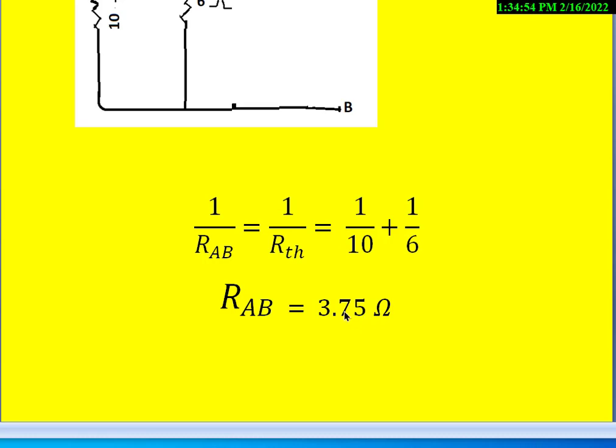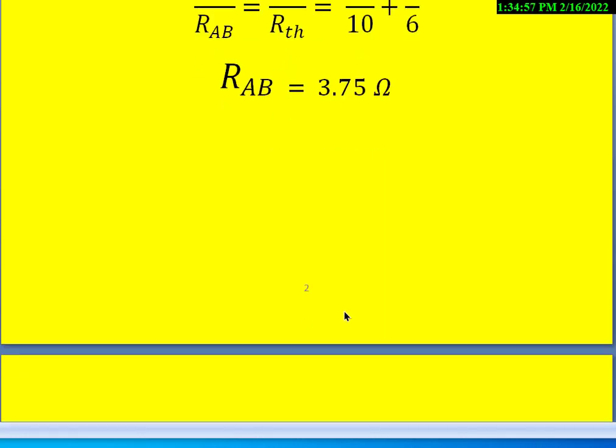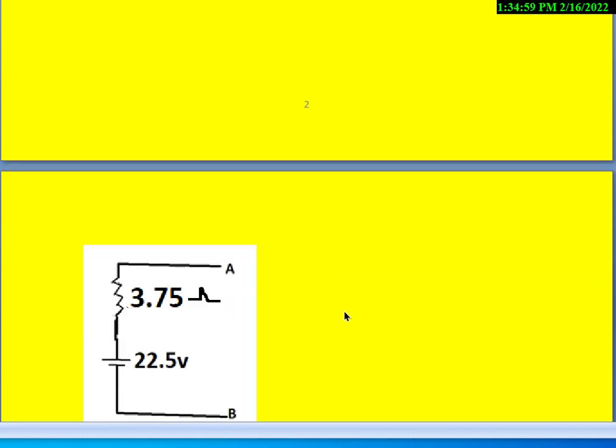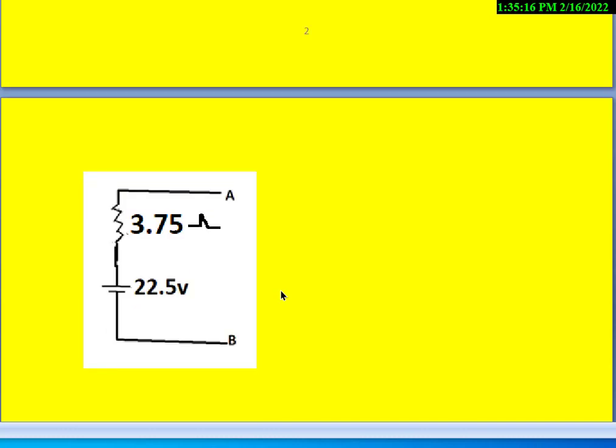Once we know the Thevenin's resistance and Thevenin's voltage, we can draw the equivalent Thevenin's circuit for this given circuit with respect to terminals A and B like this. 22.5 volts is the Thevenin's voltage, 3.75 ohms is the Thevenin's resistance. This is the equivalent circuit of Thevenin's theorem.